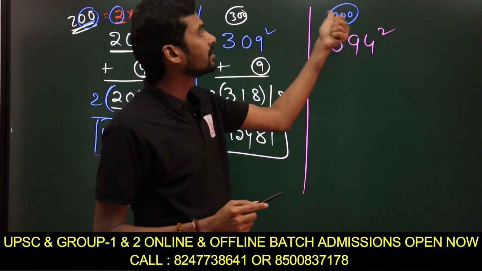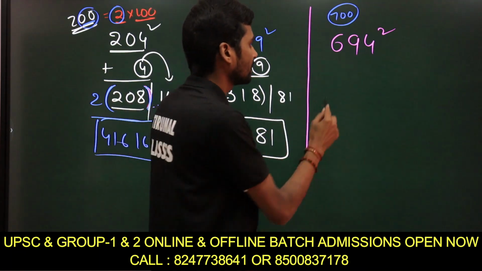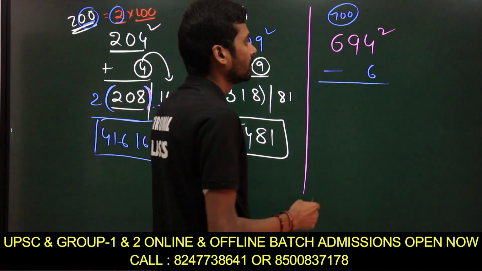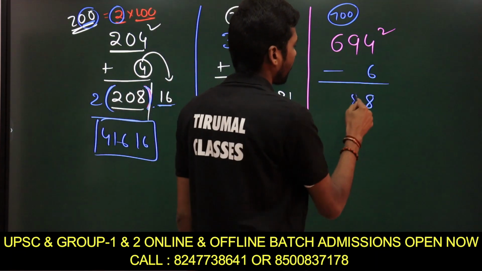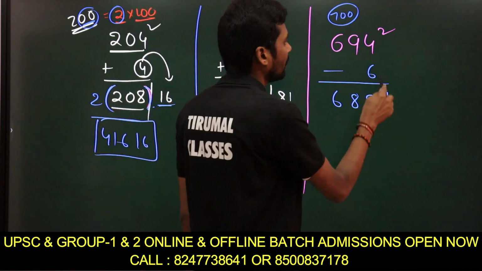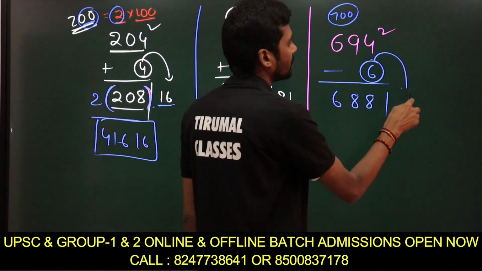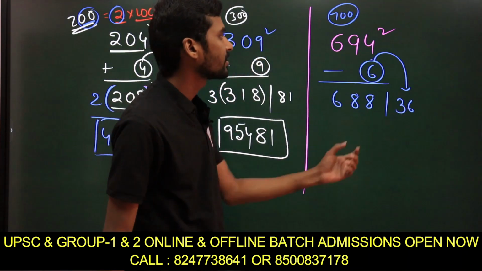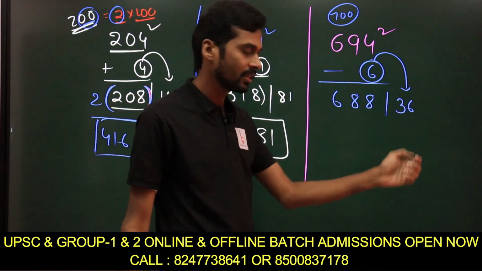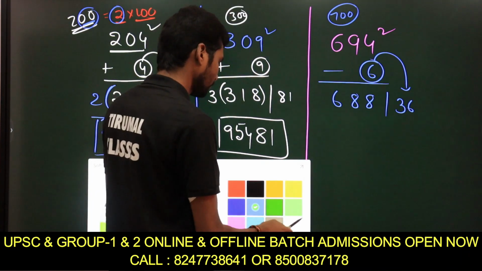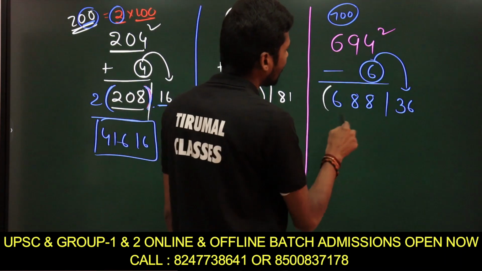How much is this number less than 700? Yes, it is 6 less than 700. Which means 694 minus 6 is 688, and after that we simply square this 6. 6 6s are 36. So you have to simply square this number.